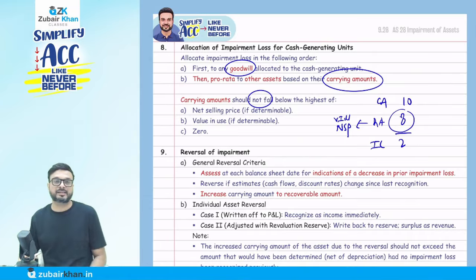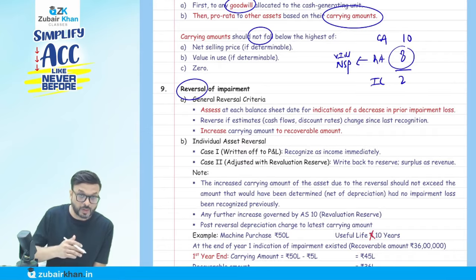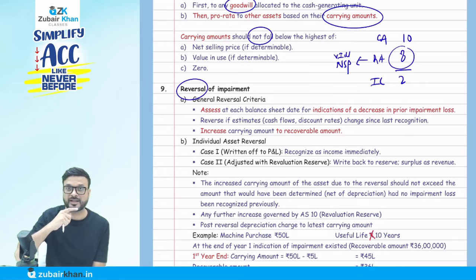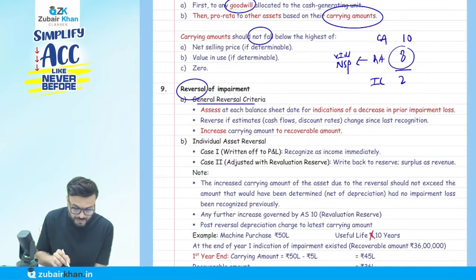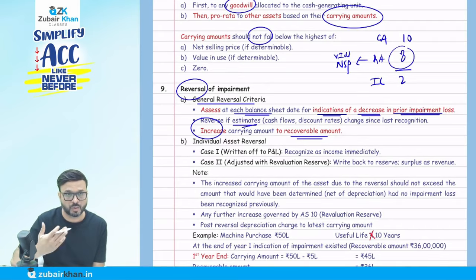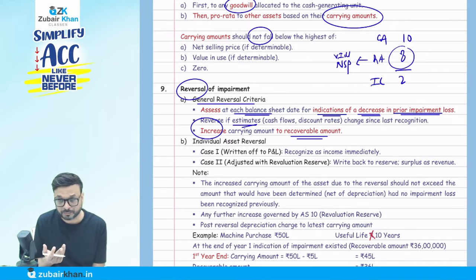Okay. Now the next is the reversal. We recorded the impairment loss, but can we reverse the impairment loss later on? Yes, if my recoverable amount increases, I will tell you how. This is the general reversal. Assess at each balance sheet date for indicators of a decrease in the prior impairment loss. Reversal if the estimate of cash flow discounted changes since the last recognition, with an increase in the book value. Simple. If I have an impairment loss and later on we see that there is no impairment loss, increase it, reverse the entry. Initially we passed P&L account debit to asset, now asset account debit to P&L, just reverse it.